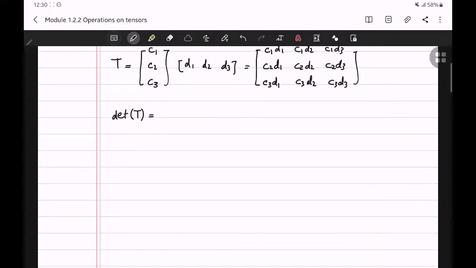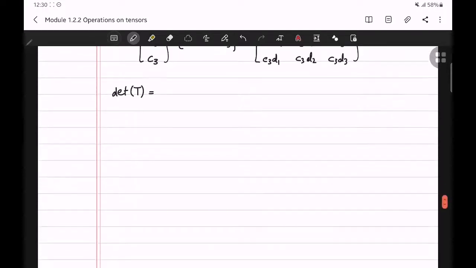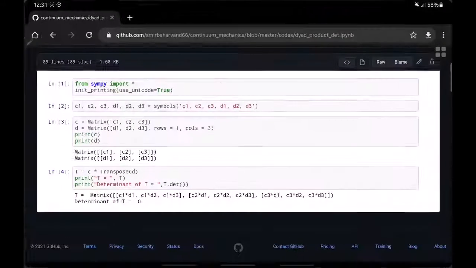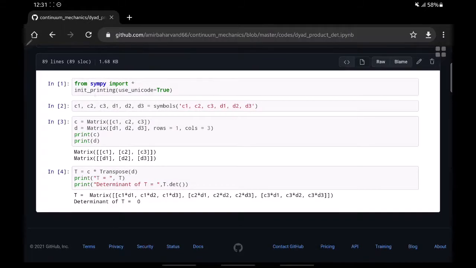of T, I just use the SymPy tool here. I imported the SymPy tool here, and I said that I have these symbols defined in this line. And in line 3, I defined C and D as row vectors here. And finally, I have T as C times the transpose of D, because now C is a column vector and this is a row vector.